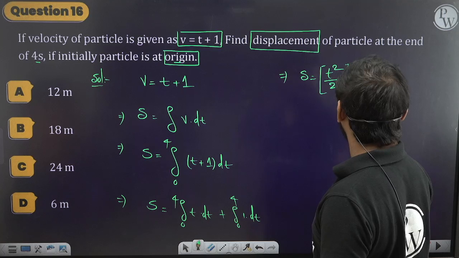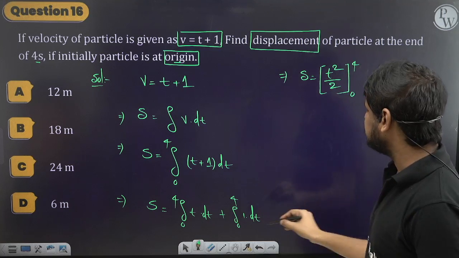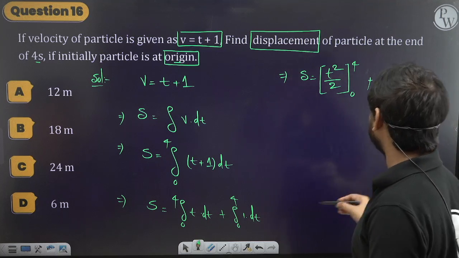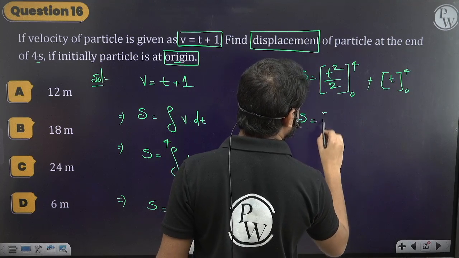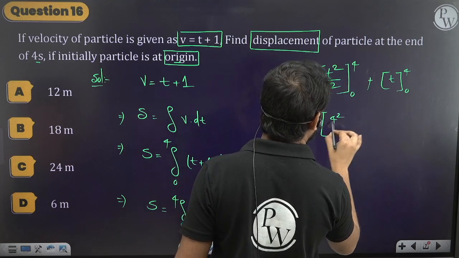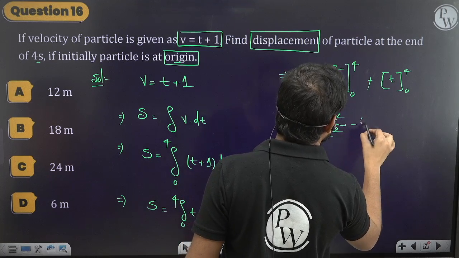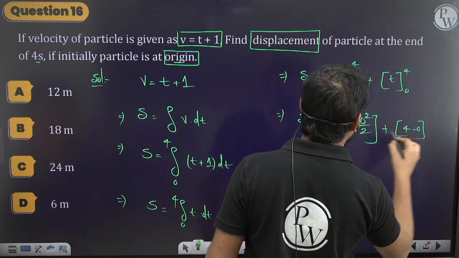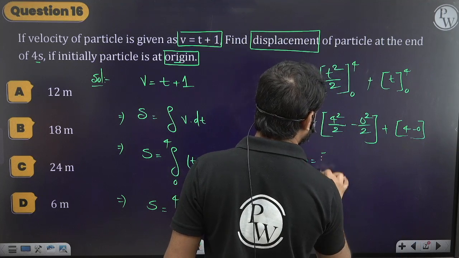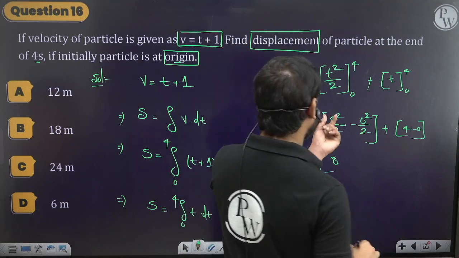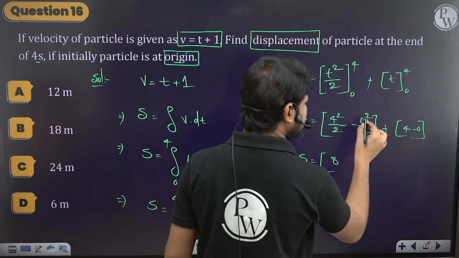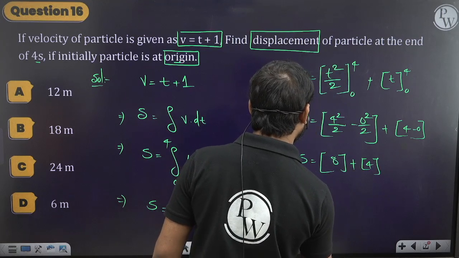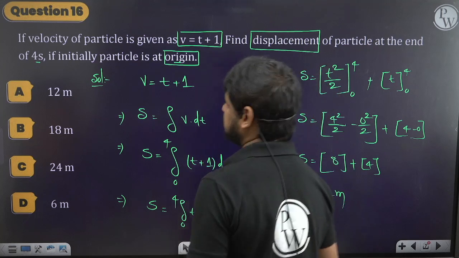0 to 4 plus, so this is t from where to where? 0 to 4. So the displacement is equal to 4 squared by 2 minus 0 squared by 2 plus 4 minus 0. So S is equal to 16 by 2, which is 8, plus 4 minus 0, which is 4. So 8 plus 4, so 12 meters.